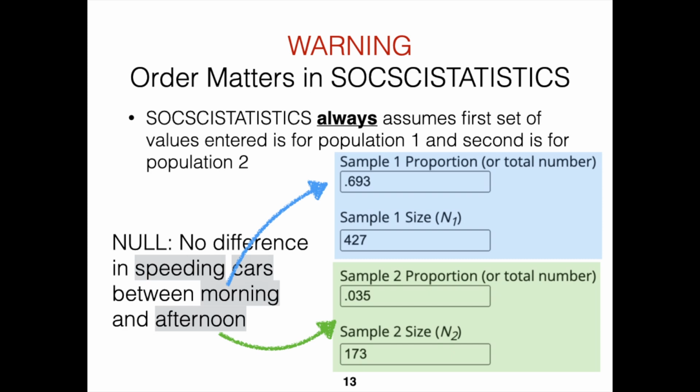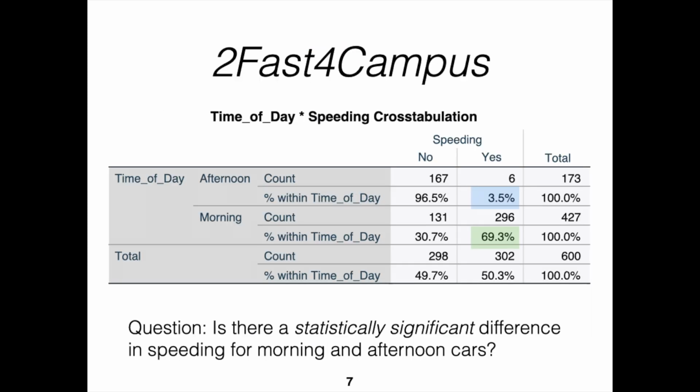So if I look at my null hypothesis, here it says that there's no difference in speeding cars between morning and afternoon. Because I said morning first, that makes it the first group. Afternoon comes second, so then it becomes the second group. So I need to make sure that when I put in the statistics, so here it's 427 people and 0.693 of them were speeding, that this is what I'm putting in for the morning group. And if we look back at this table, we can see that that's consistent. So for that morning group, we had 427 people, and we have 69.3% of people who were speeding at that time.